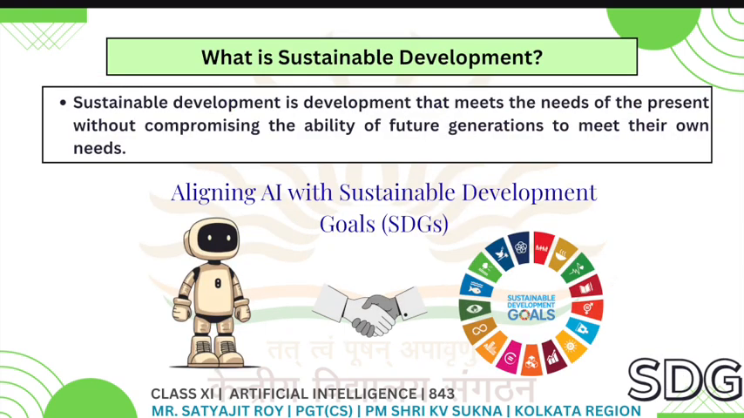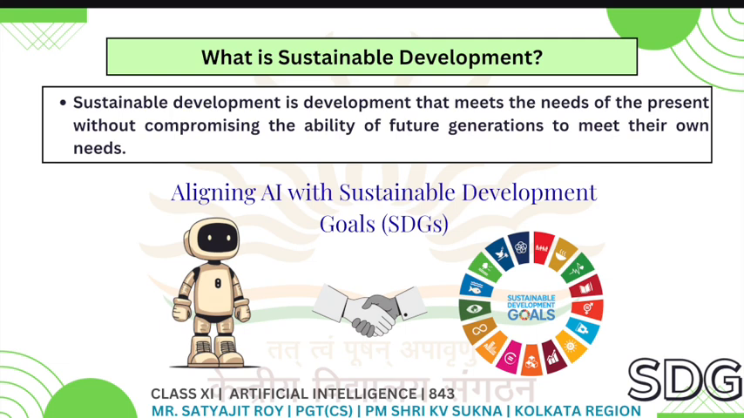So what is SDG? I think all of you know it, right? We have studied this in our class 9th SST, and also in class 10th SST. You had this chapter in class 9th AI also, right? If you remember. In general, sustainable development is basically a development that meets the needs of the present generation without compromising the ability of future generations to meet their own needs.